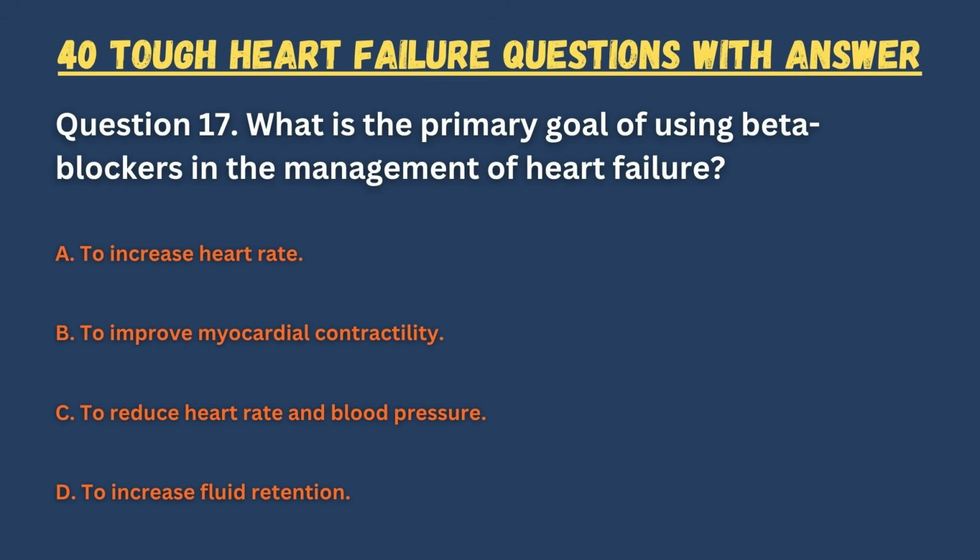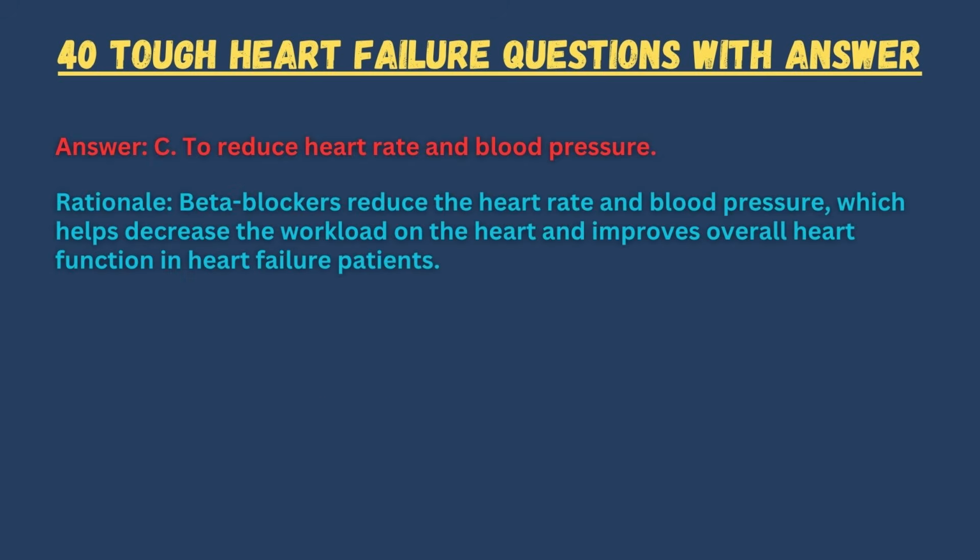Question 17. What is the primary goal of using beta blockers in the management of heart failure? A. To increase heart rate. B. To improve myocardial contractility. C. To reduce heart rate and blood pressure. D. To increase fluid retention. Answer: C. To reduce heart rate and blood pressure. Rationale: beta blockers reduce the heart rate and blood pressure, which helps decrease the workload on the heart and improves overall heart function in heart failure patients.